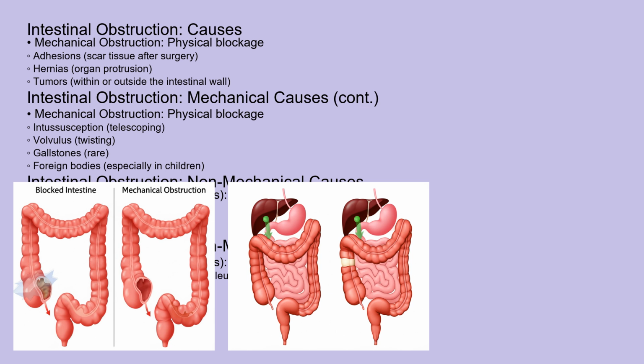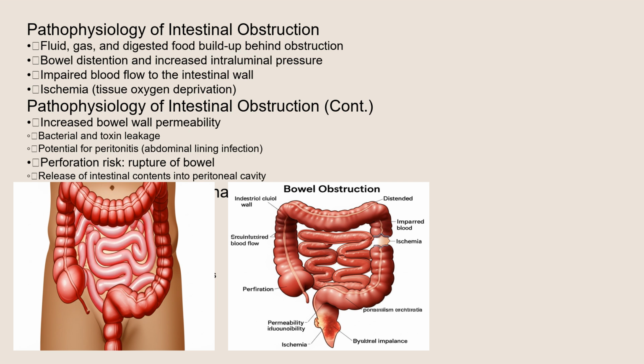Gallstones, while usually passing through the intestines, can occasionally cause obstruction if large enough. Foreign bodies, especially in children, can also lead to blockage. Non-mechanical obstructions, also known as ileus, occur when the bowel's normal peristaltic movements slow down or stop. This can happen after surgery, due to certain medications, or in response to infections or inflammation in the abdomen. Sometimes, conditions affecting the nerves and muscles of the intestine, such as paralytic ileus, can impair bowel function and cause obstruction. Let's delve into the pathophysiology.